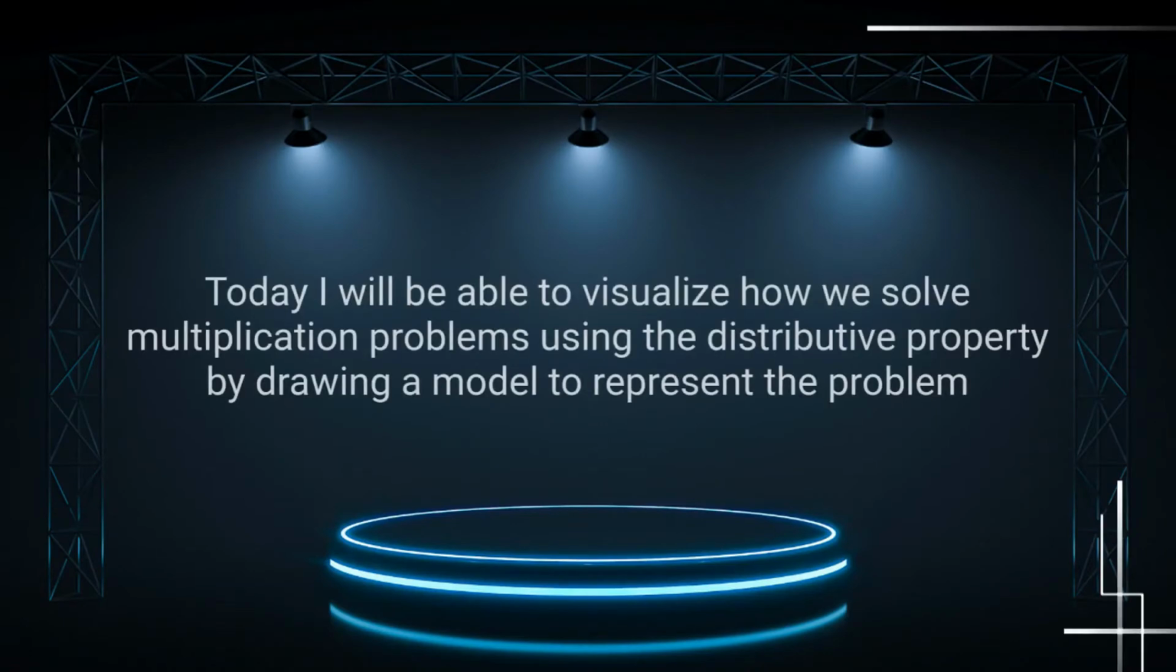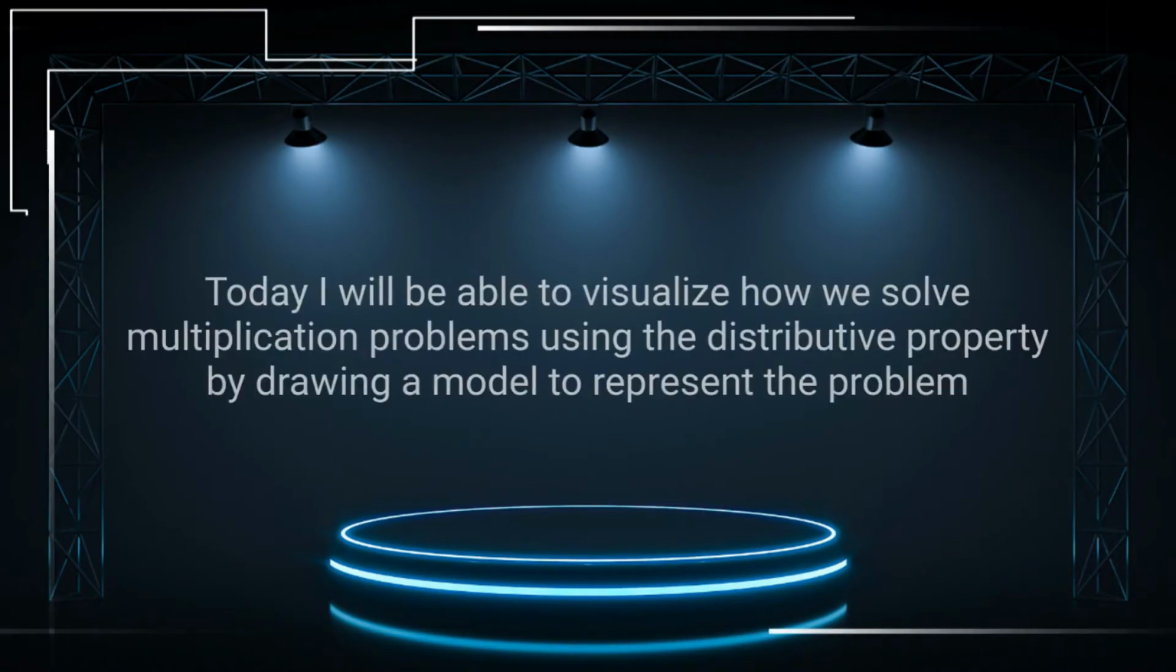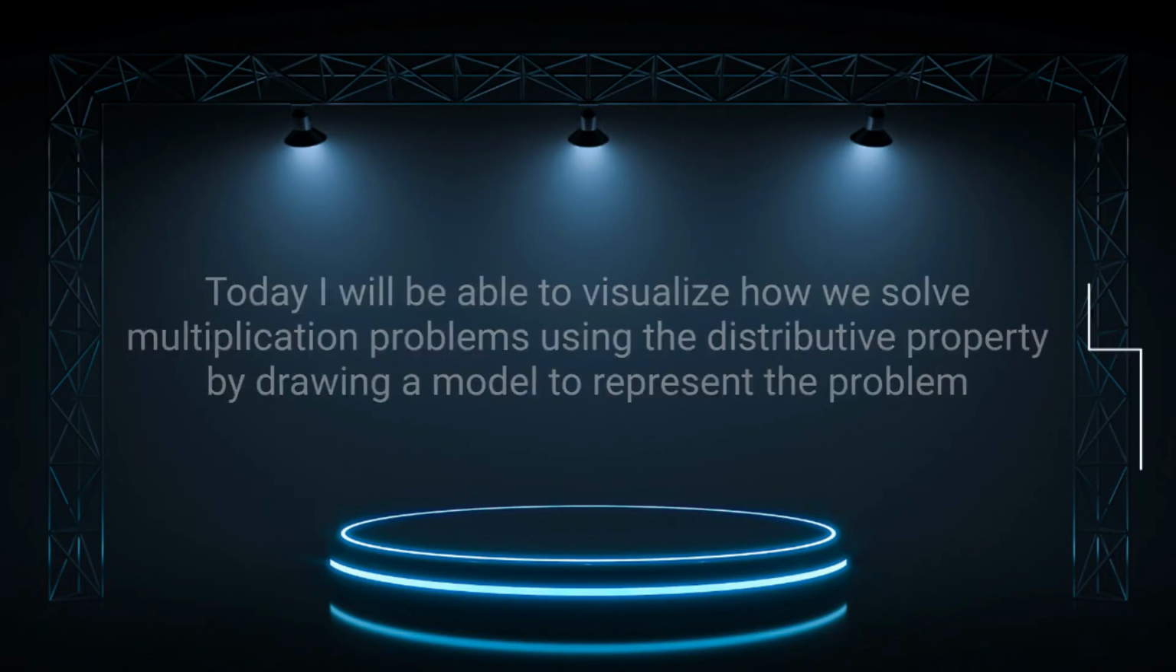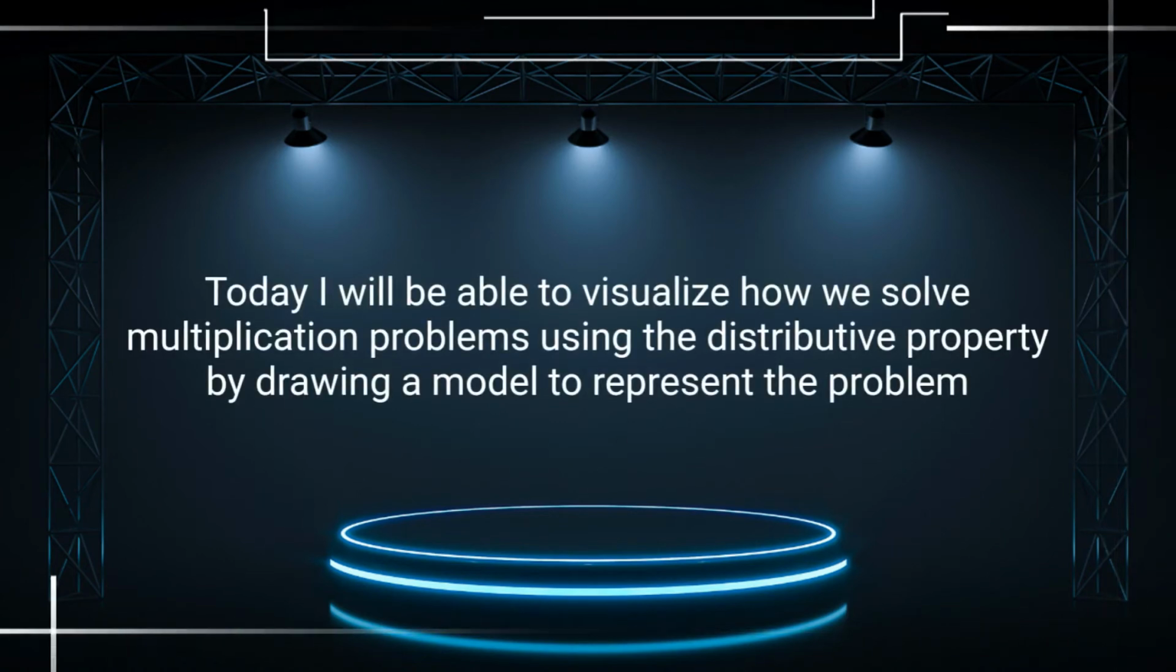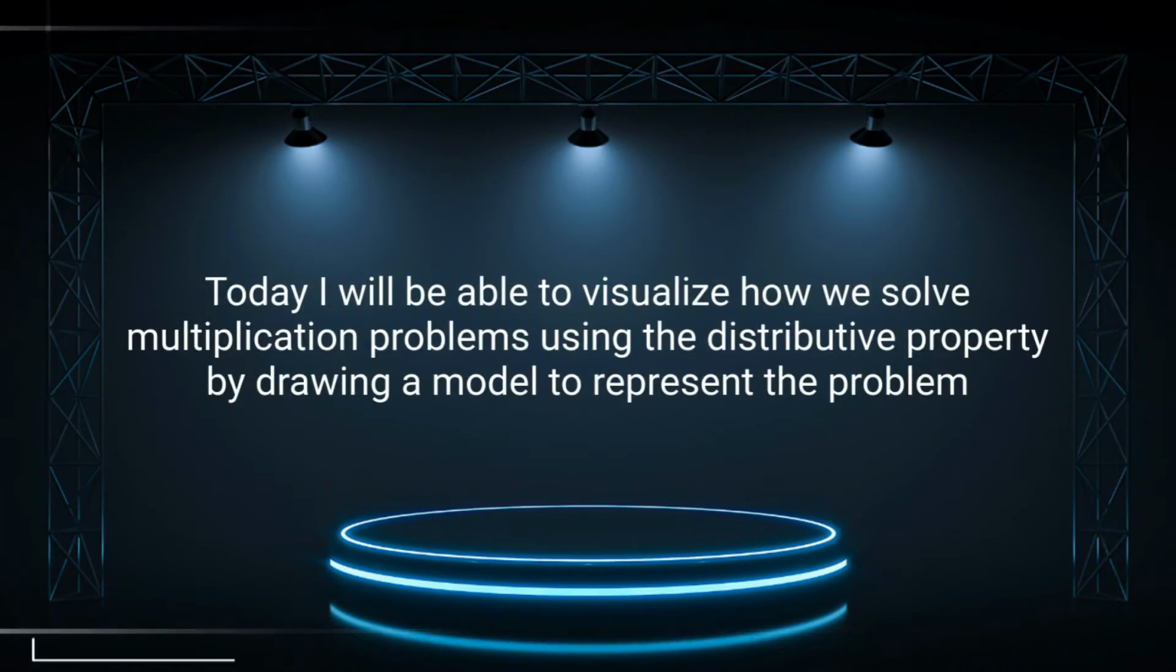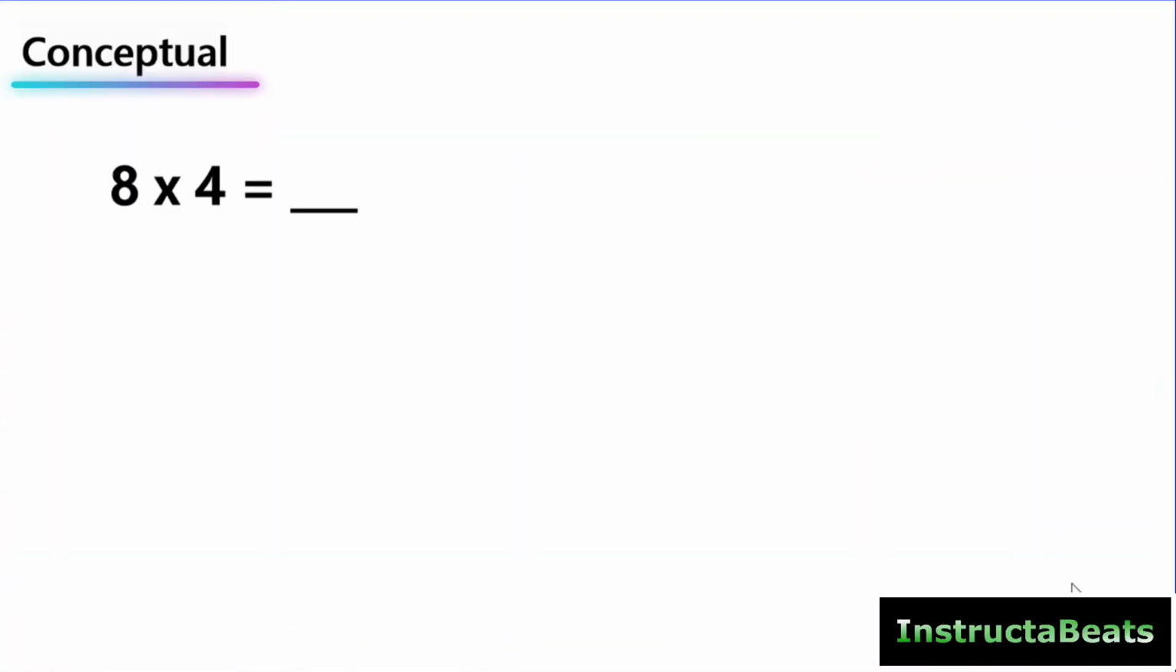Our objective today: we will be able to visualize how we solve multiplication problems using the distributive property by drawing a model to represent the problem. But first, what is the distributive property? We need to start with the basics of multiplication. If you need our beginning lesson, you can check out the link at the top of our page. That will take you to our first lesson, when we introduced the distributive property using arrays. But we're just going to do a quick recap of that.